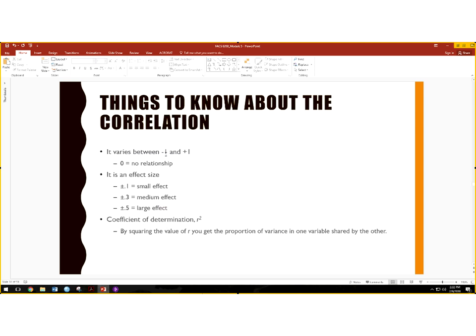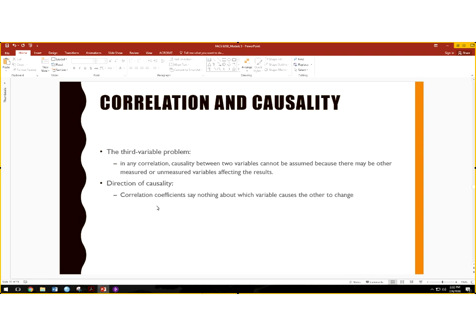So again, the R value can vary between -1 and +1. It has an effect size of small, medium, or large, and your R squared is your coefficient of determination that helps you get to your effect size. Sometimes there's a third variable problem, because if you're looking at a correlation between two things, maybe there's a third variable out there that's accounting for all the difference, and you just haven't identified it yet. So it looks like there's no relationship between the two variables that you have, when in actuality there is, but it's just part of another relationship.